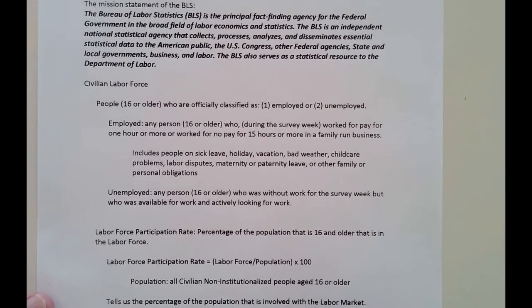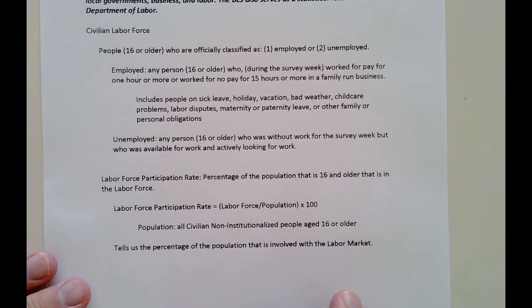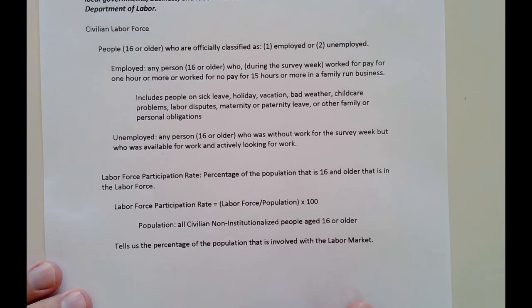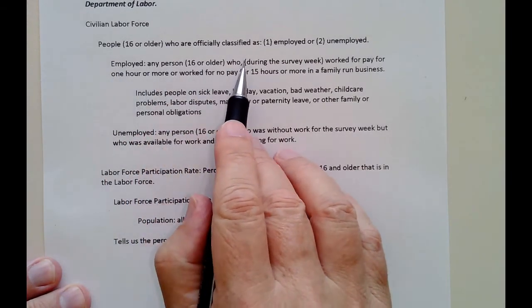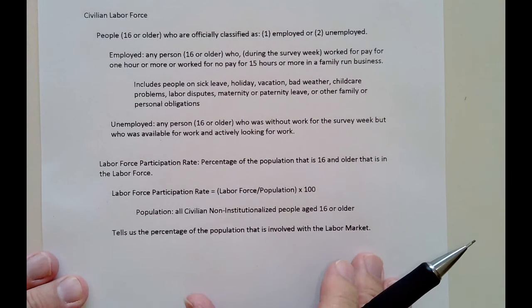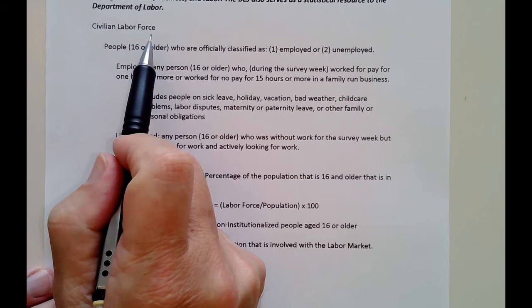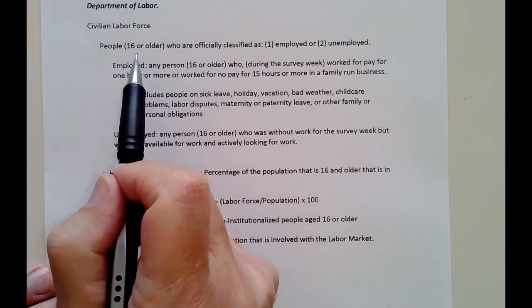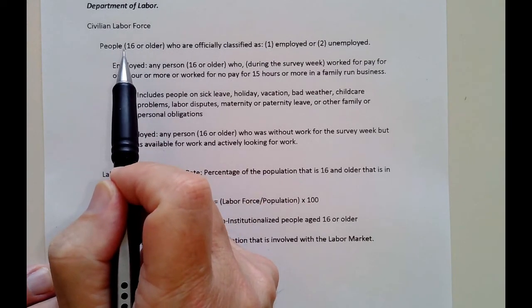So when we talk about labor markets and unemployment, we're going to be talking about the concept of the labor force, and this would be the civilian labor force. And this represents people 16 and older who are officially classified as either employed or unemployed. Now, what we mean by the civilian labor force is that we do not include anyone who's in the military. And so if you are in the military, you are not part of the labor force.